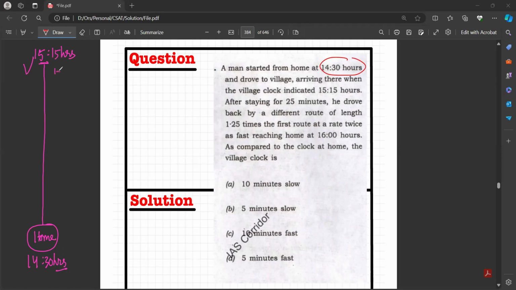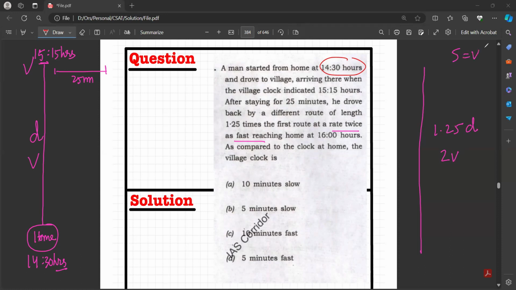Took 25 minutes rest. 25 minutes का rest लिया. फिर यहाँ से शुरू किया again. And he drove back by a different route. That is why I took a different route here. This is a different route, which is 1.25 times the first route. अगर ये D है तो ये कितना हो जाएगा, 1.25 times of D. And at a rate twice as first. That means अगर ये v स्पीड पे जा रहा है तो यहाँ पे होगा 2v.